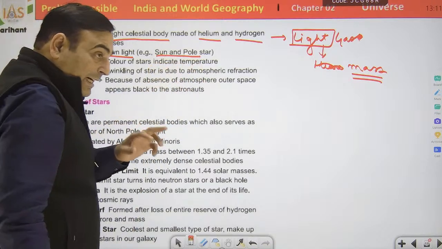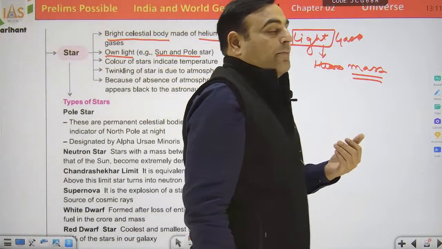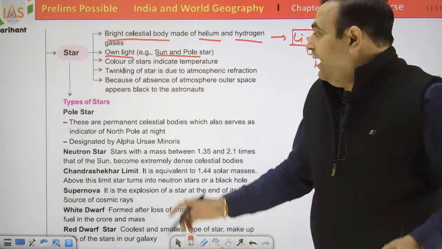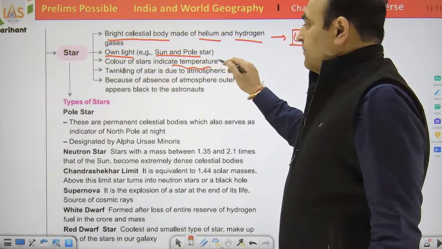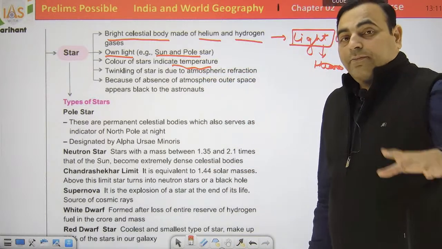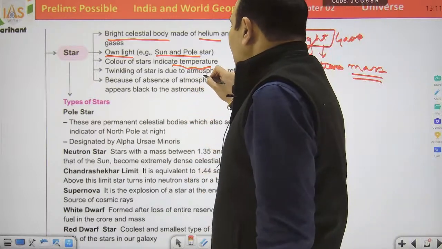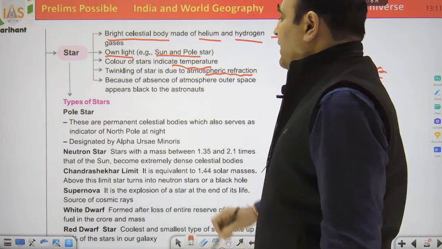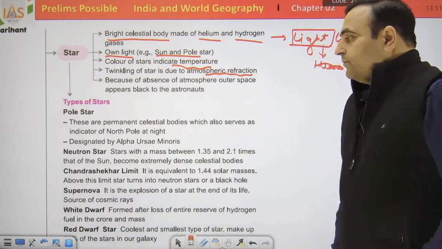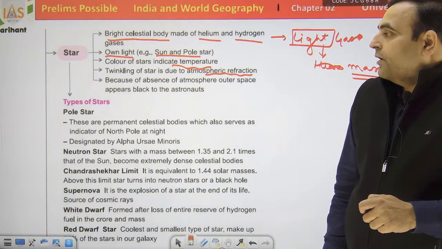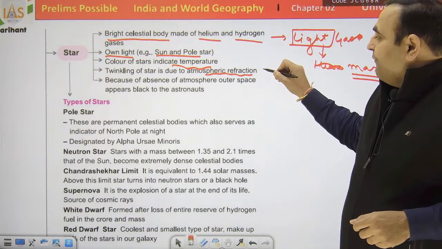Now, the color of the star denotes the atmospheric temperature of that star. And the twinkling of the star represents the atmospheric refraction of that star. Clear? The atmospheric refraction of that star.